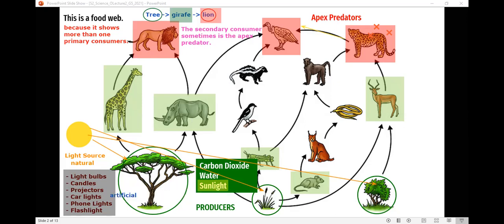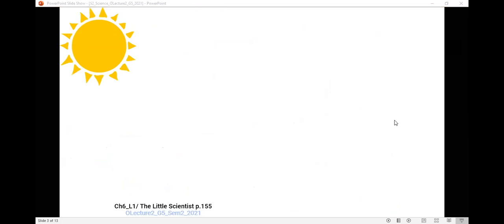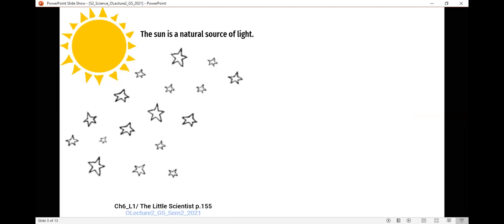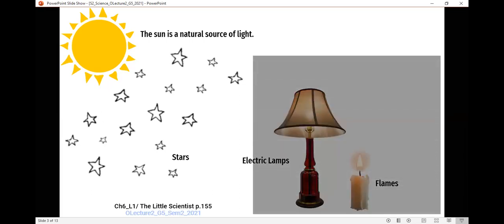Today we're going to be talking about light and sources of light. The sun is the most important source of light on earth. It is a natural source of light. Stars also provide us with light, and stars are a natural source of light. Electric lamps, car lights, flashlights, flames are artificial sources of light.